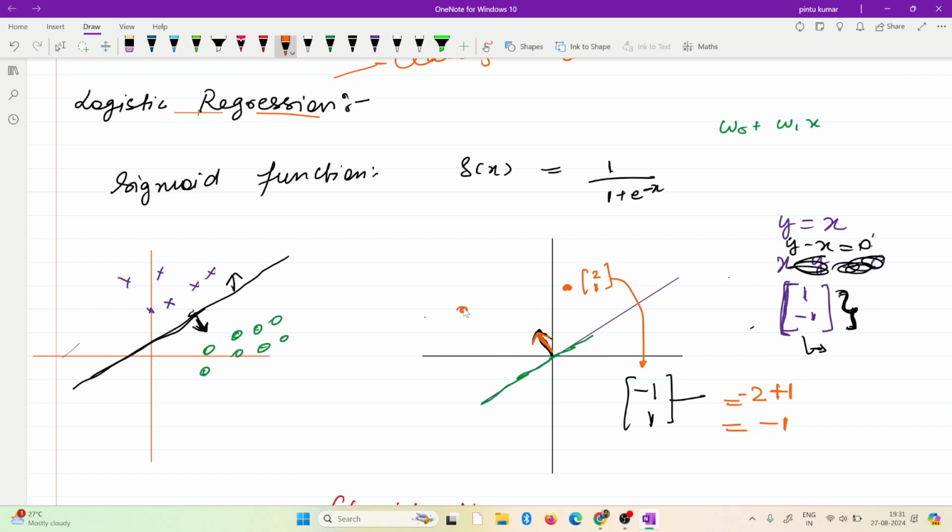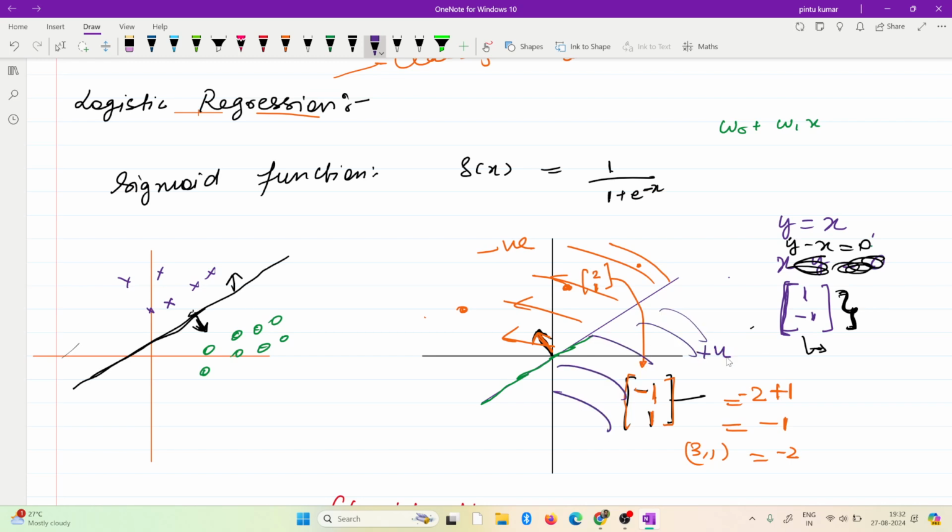Now you take any other arbitrary point also, let's say 3 comma 1, right? You will get -2. So what I'm saying is, if you take all the points on one side of a line, and you take the dot product with this perpendicular direction, you are going to get negative. And on the other half, you will always get this dot product to be positive.